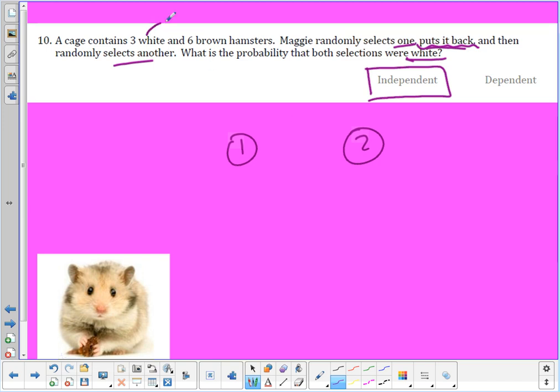So I need to know the total. 9 total, because there's 3 white and 6 brown. And then I need to set up each probability. I want both of these things to be white hamsters, so that's what I'm going to look for. So 3 out of 9 would be my successes here. And then she puts that one back and picks another one out of the cage, so it's still 3 out of 9. Okay, so 3 out of 9 and 3 out of 9.